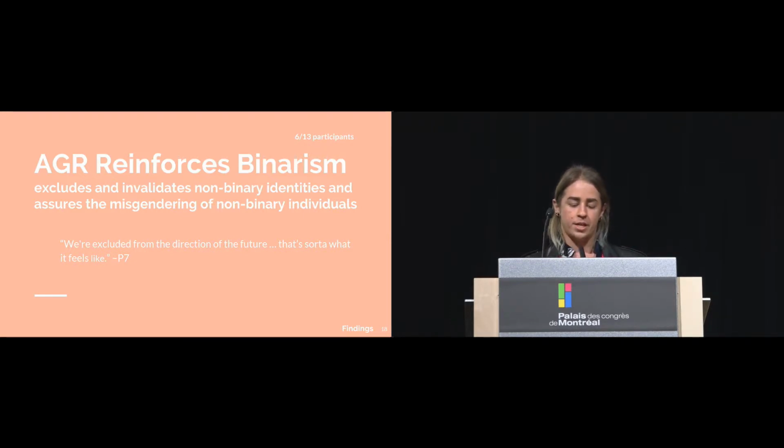And participants expressed that technological futures should not simply replicate archaic gender systems which already exist. For example, P7 expressed that we're excluded from the direction of the future. That's sort of what it feels like. For P7, if technology represented the future, not including transgender people's perspectives excluded trans people from that future.